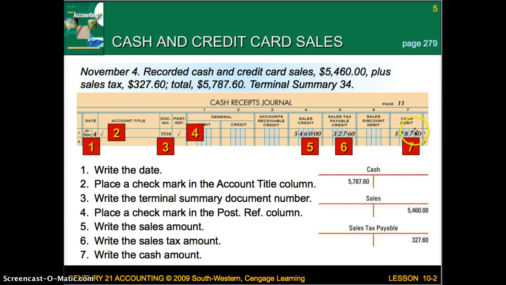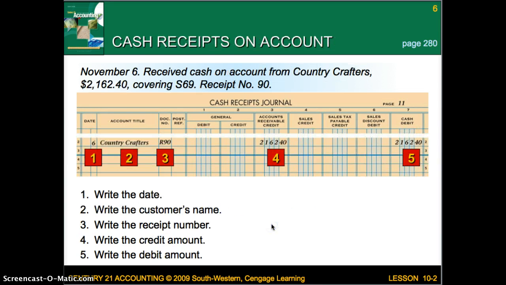Again, think logically. Don't just put these anywhere. Your cash debit has to equal your sale credit plus your sales tax credit, because you are getting money for all of those things. So your debit amount should be the same as those two added together. Okay, let's try another one.